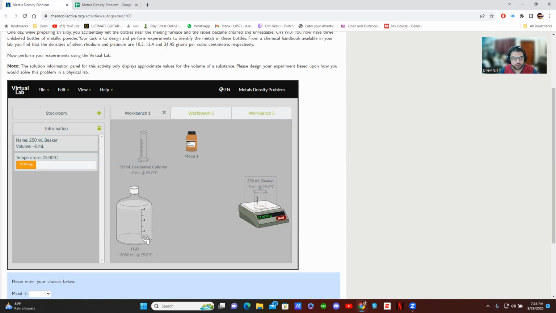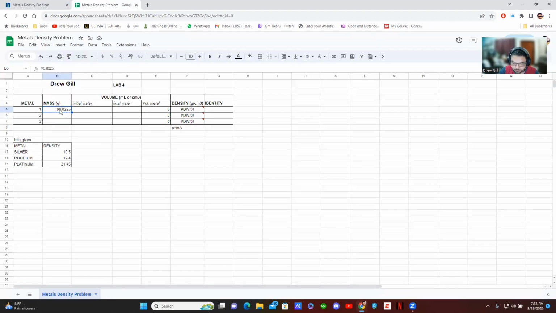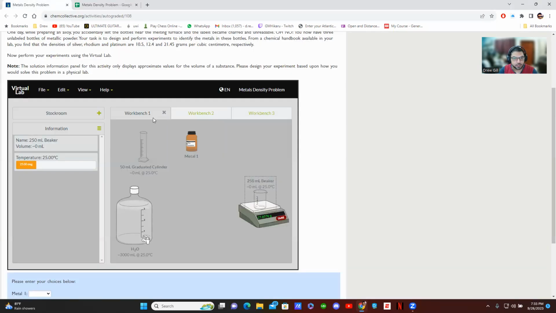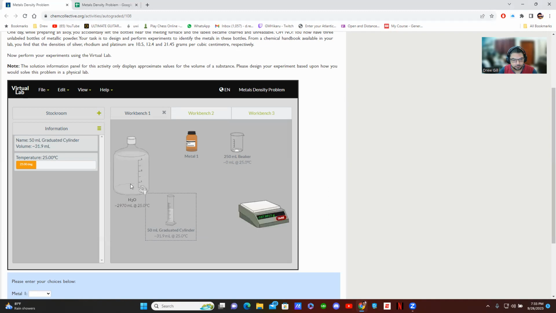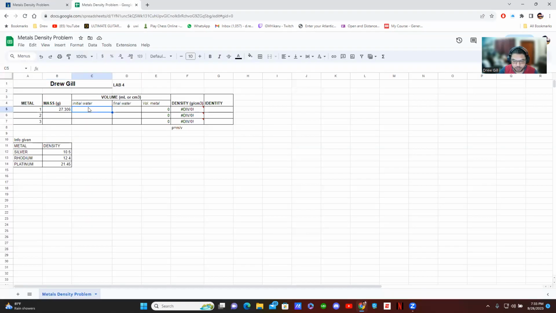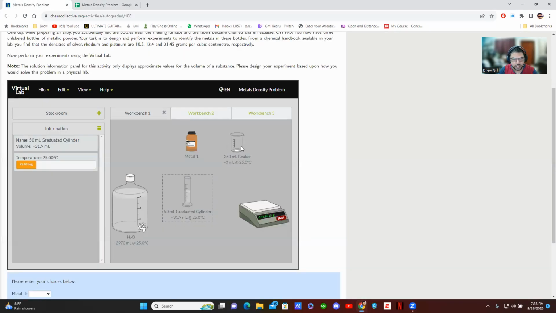It gives us 27.306. I'll plug that in here. And then next I'll add some water to my graduated cylinder. All right. So I have 31.9 ml initially. And then I will now add the metal from my beaker into the graduated cylinder.